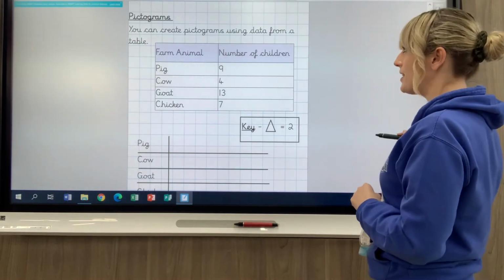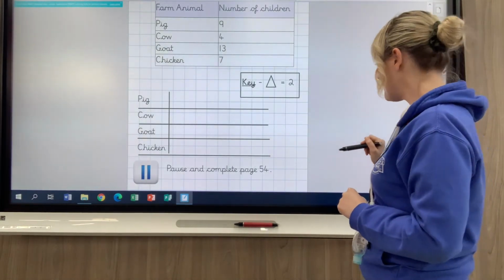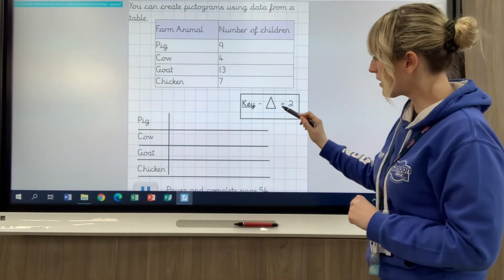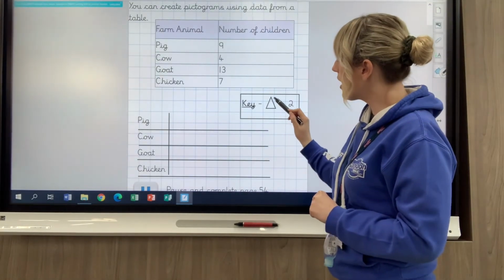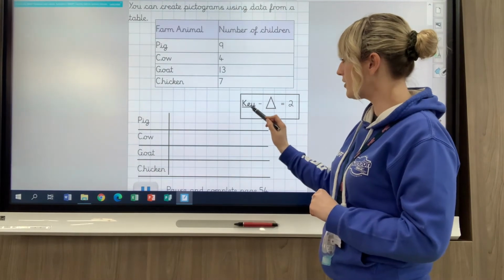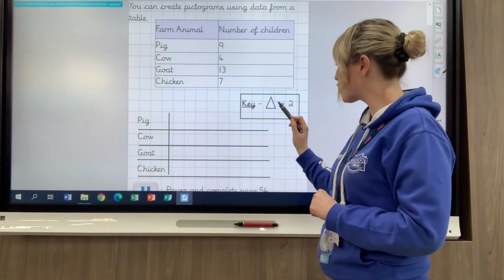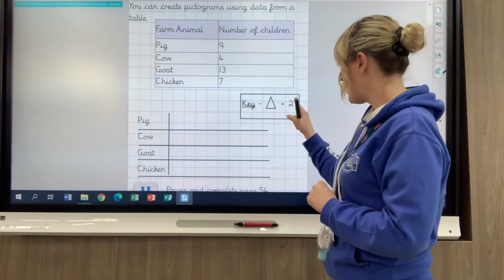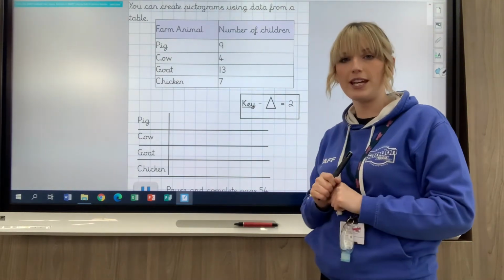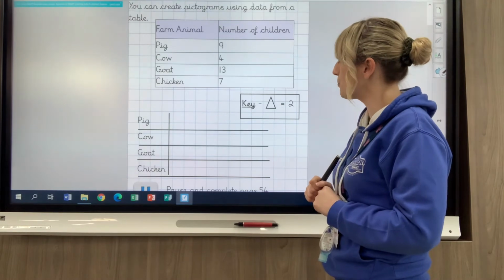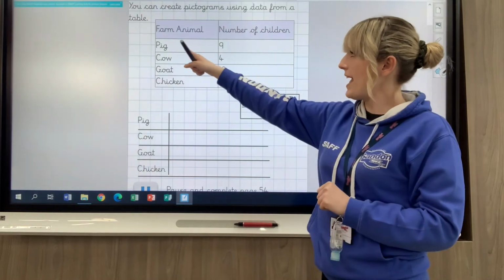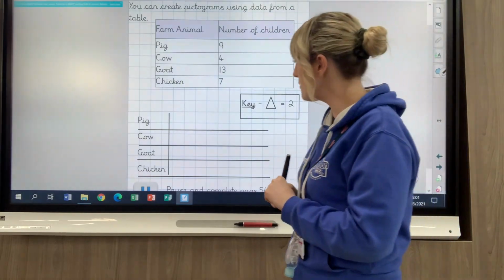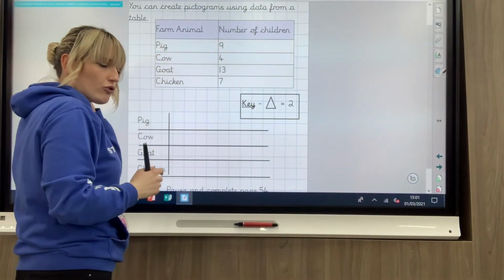Let me scroll down a little bit. Okay, so what we're going to do is we're going to finish the pictogram. So looking at the key, it says each triangle, so that's going to be the picture on our pictogram, is worth 2. So each triangle equals 2. A pig was chosen 9 times. So we're going to count in 2s as we draw each triangle.